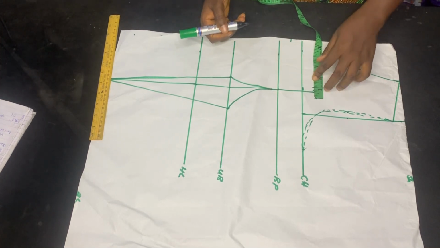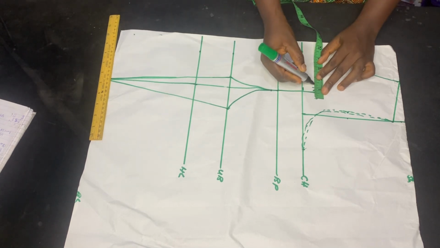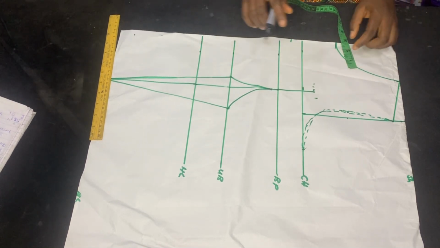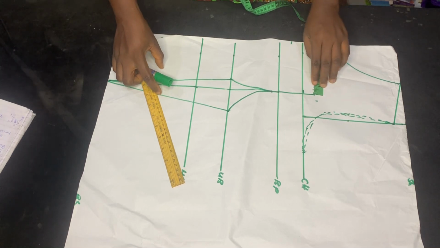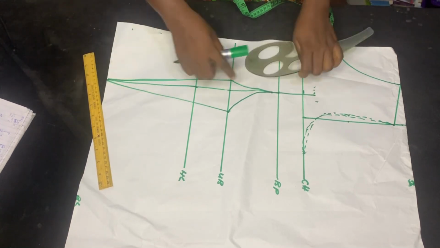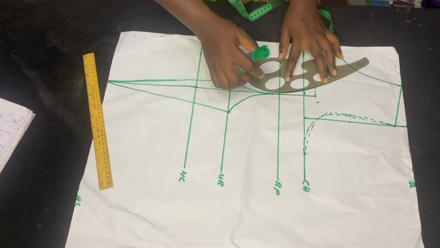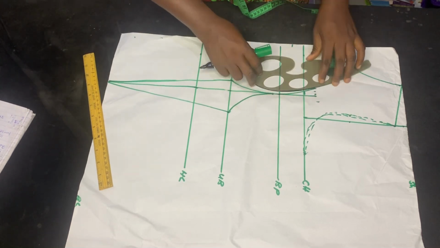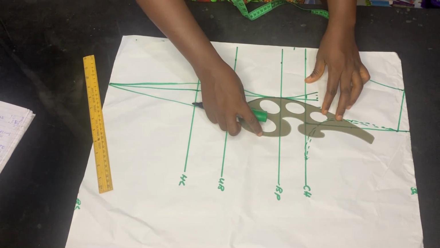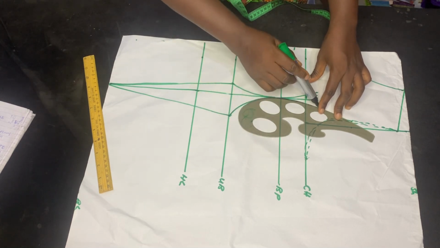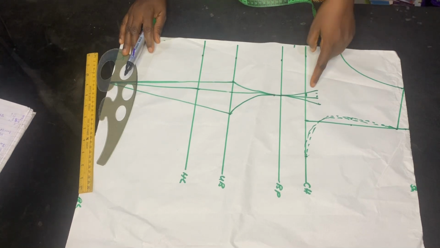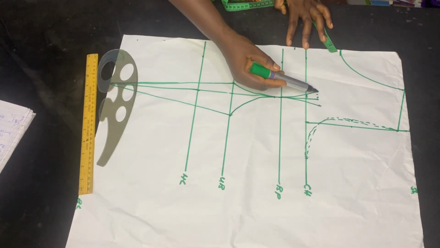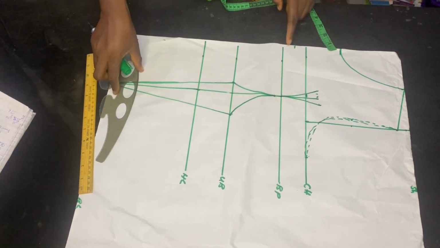But for me to be able to eliminate the gaping that always occurs on that part, I'm going to go in again with 1/4 inch, okay, from the center front part. I'm going to go in again with 1/4 inch, and then I'll connect the 2 dots back to the bust point. So just as you can see, it's now time to connect the neckline.